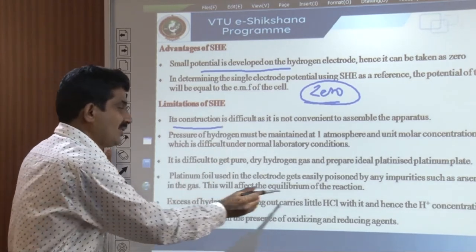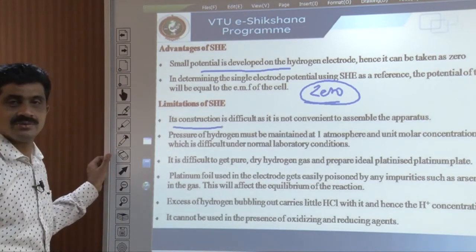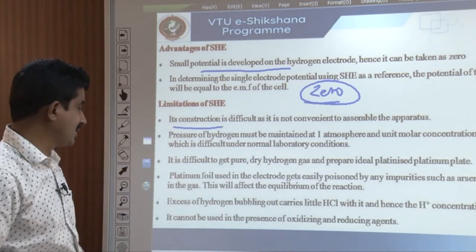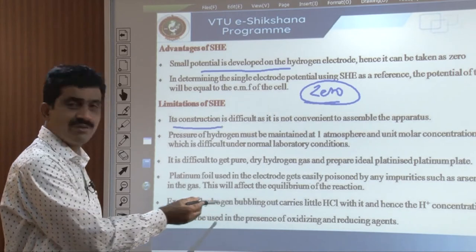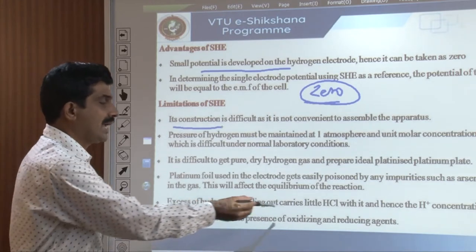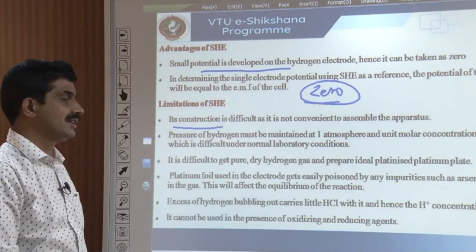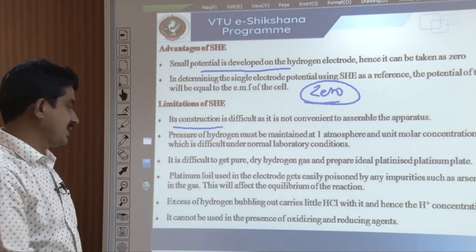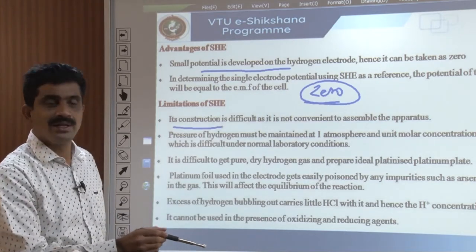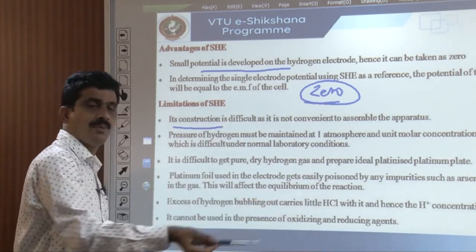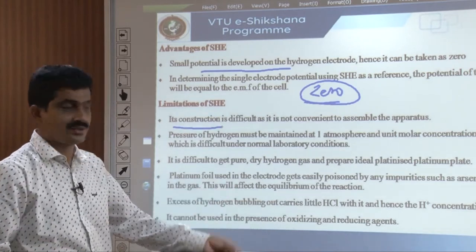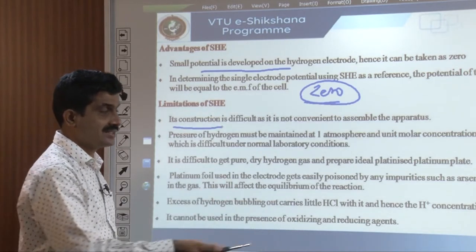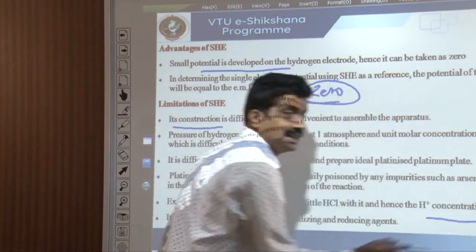So this will affect the equilibrium of the reaction. Platinum easily gets poisoned, and excess hydrogen bubbling out carries a little hydrochloric acid with it. If excess hydrogen gas is bubbled, it will carry a small amount of hydrochloric acid along with it, and hence the H+ concentration decreases.